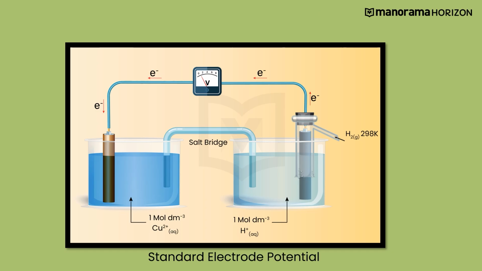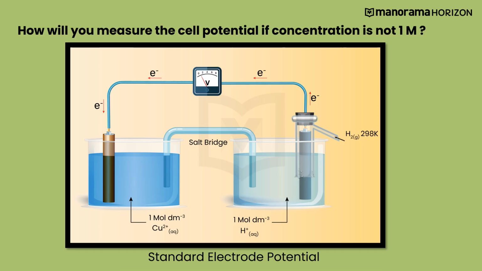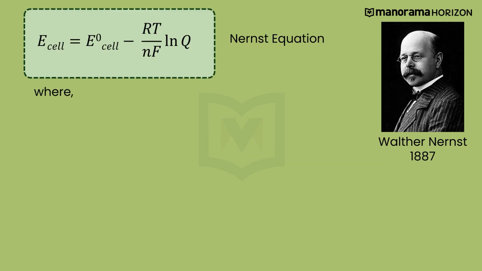You might have learned that when the concentration of all the species involved in a half cell is unity, then the measured electrode potential is known as standard electrode potential. The cell potential is concentration dependent. Then, how will you measure the cell potential if concentration is not known? It was Walter Nernst who developed an equation that allows us to calculate the cell potential at non-standard conditions.